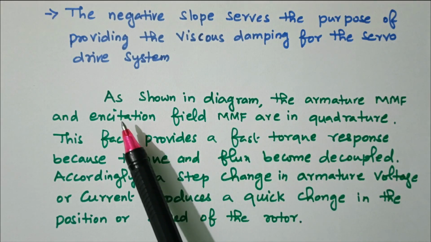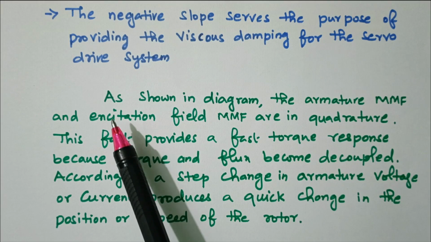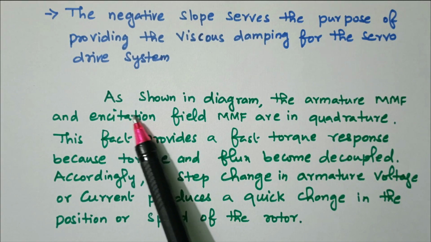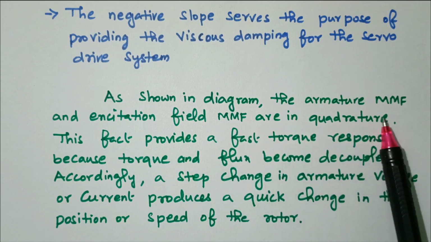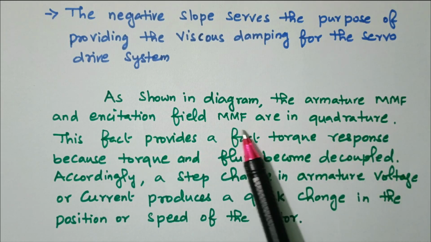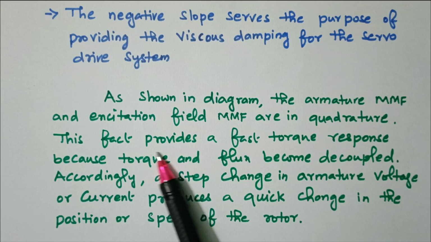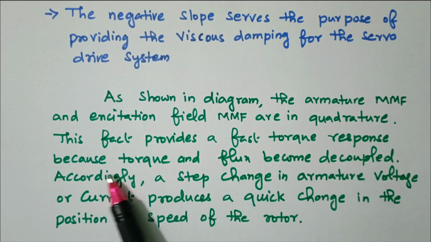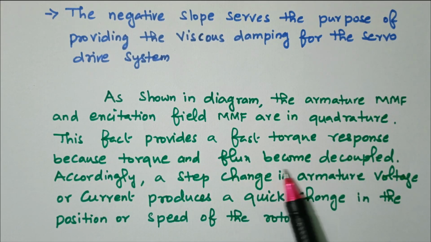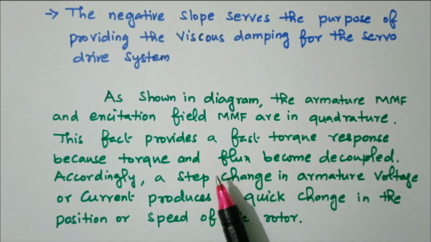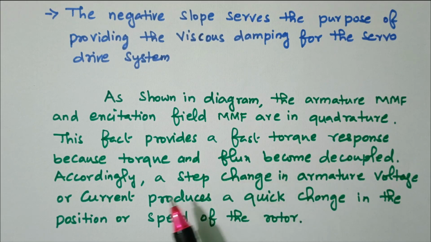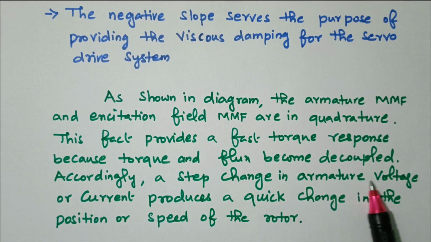So we'll see this quadrature, armature MMF and field MMF, in detail as shown in the diagram. The armature MMF and excitation field MMF are in quadrature. Quadrature means 90 degrees. This fact provides a fast torque response because torque and flux become decoupled. So there is a fast response. Any small changes will be reflected immediately. Accordingly, a step change in armature voltage or current produces a quick change in the position or speed of the rotor.